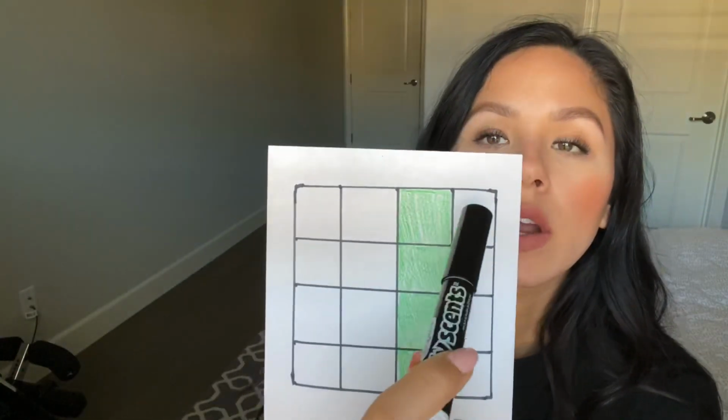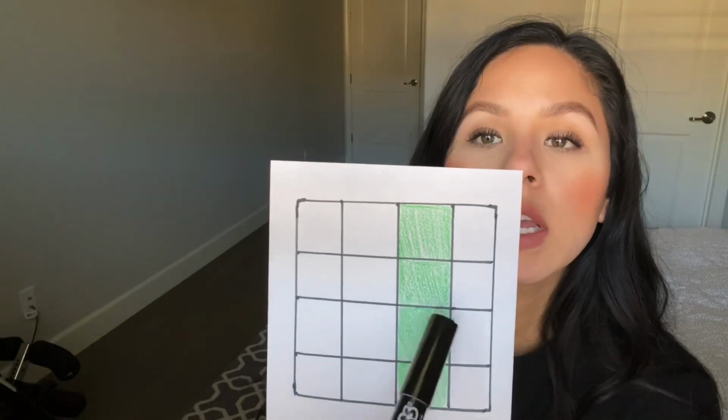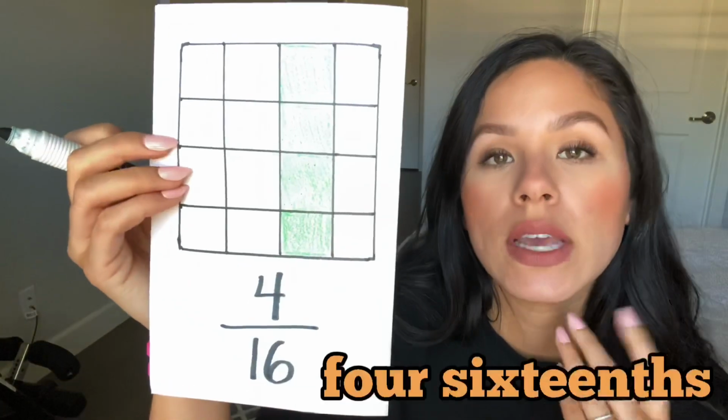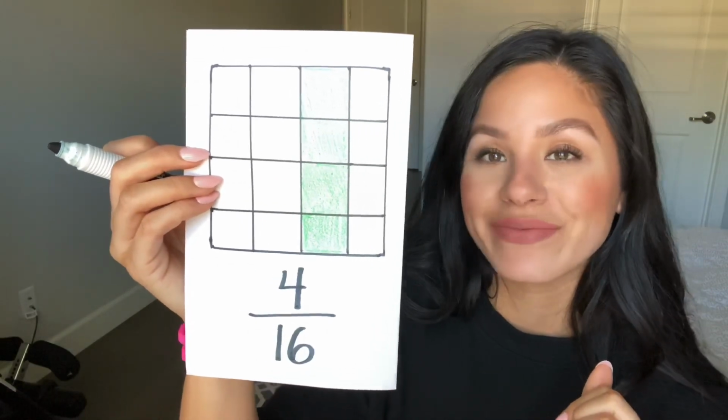And in the denominator, it's how many there are all together. So we're gonna count here, 1, 2, 3, 4, 5, 6, 7, 8, 9, 10, 11, 12, 13, 14, 15, 16. So that one was a tricky one. I wanted to make it a little bit harder. We would say 4/16 of the square are shaded, okay?